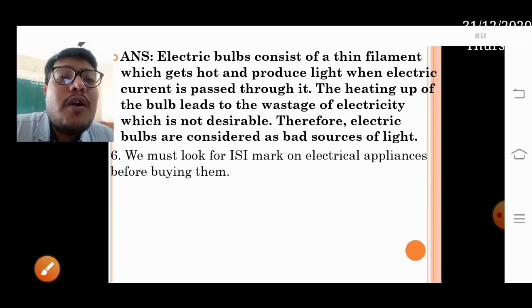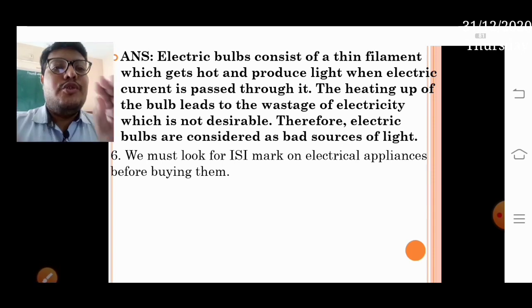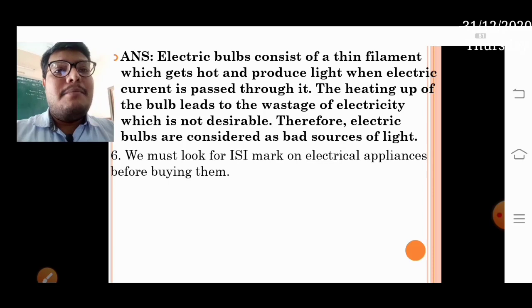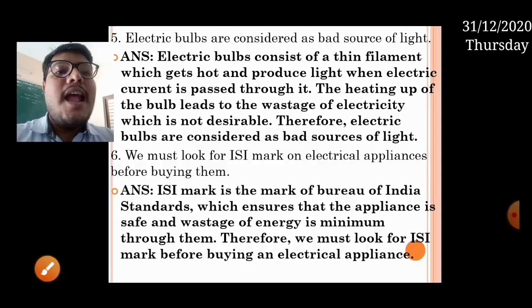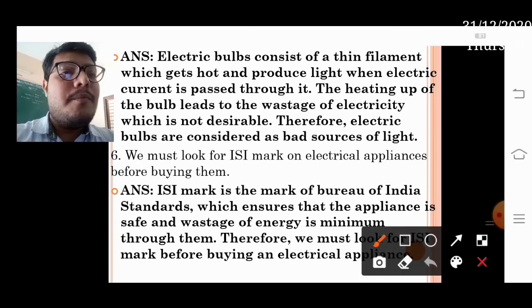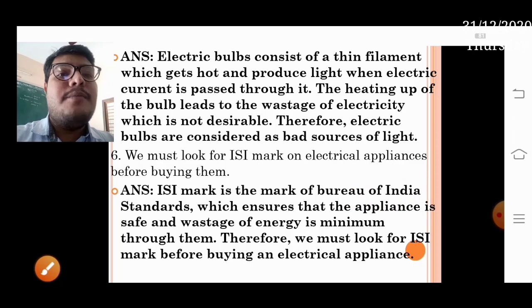We must look for the ISI mark on electric appliances before buying them. Why do we need to check this ISI mark? Why do we need to look for that? So let's see the answer here. The ISI mark is a mark of the Bureau of India standards. This is the mark of the Indian Bureau.